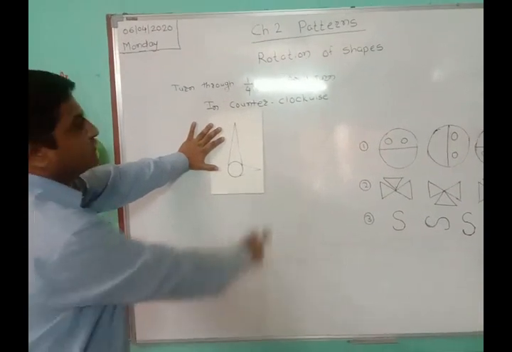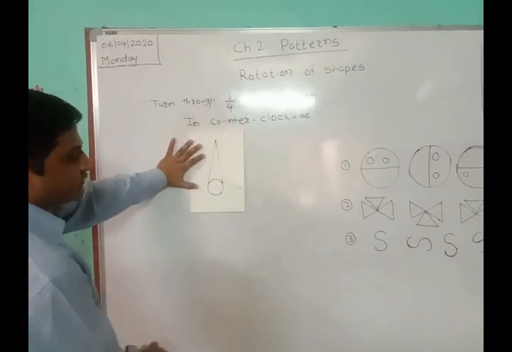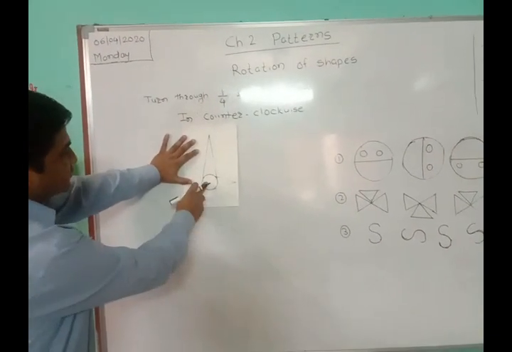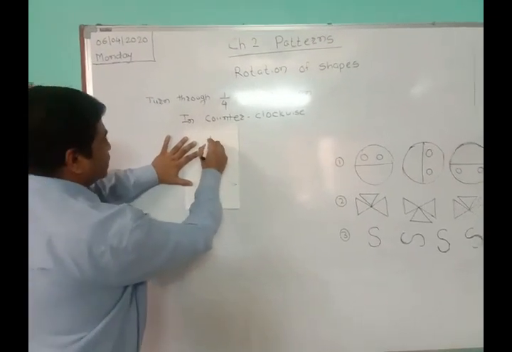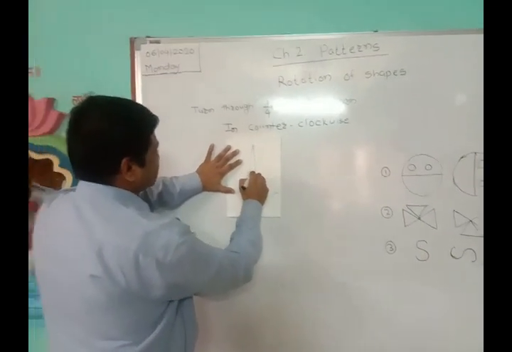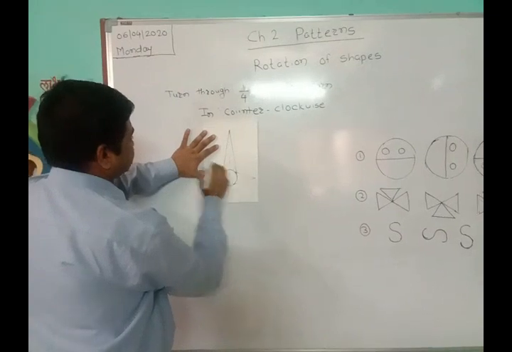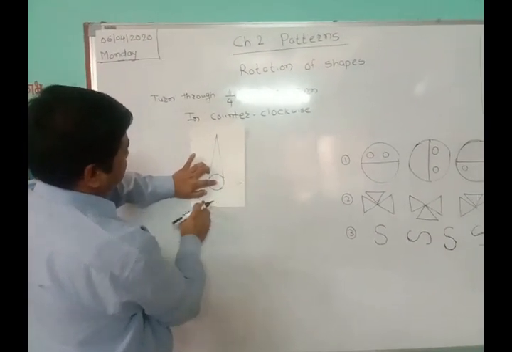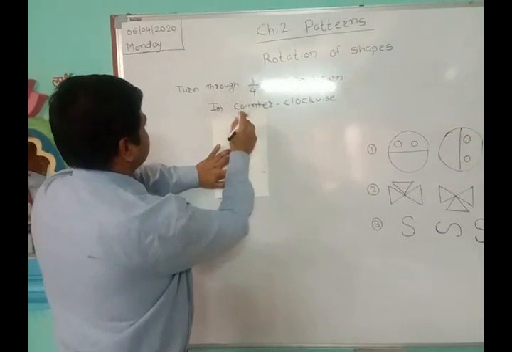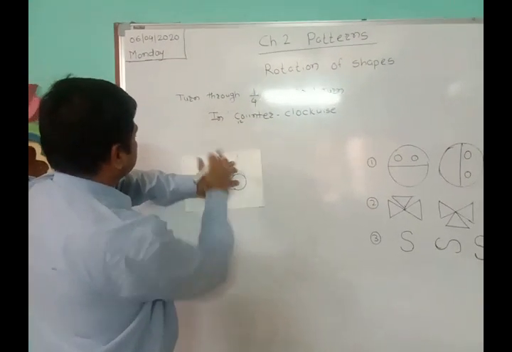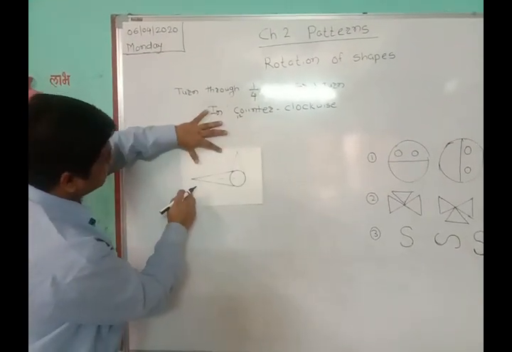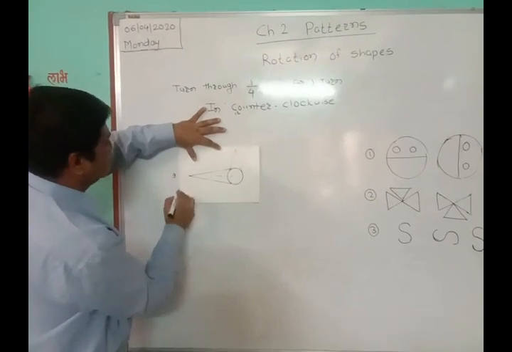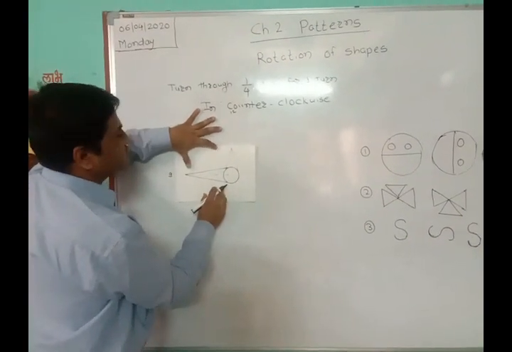Its counterclockwise direction means the same as anti-clockwise direction. So for that, what we are going to do is again put a reference line, and with this as the center of rotation, I'm going to turn it from 12 to 9 o'clock. So this will be the final position after turning through one fourth of a turn.